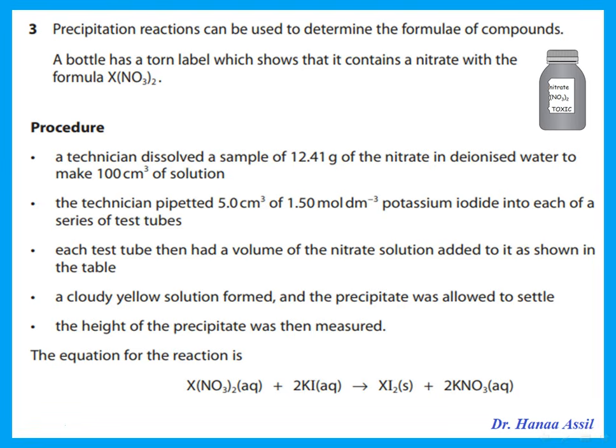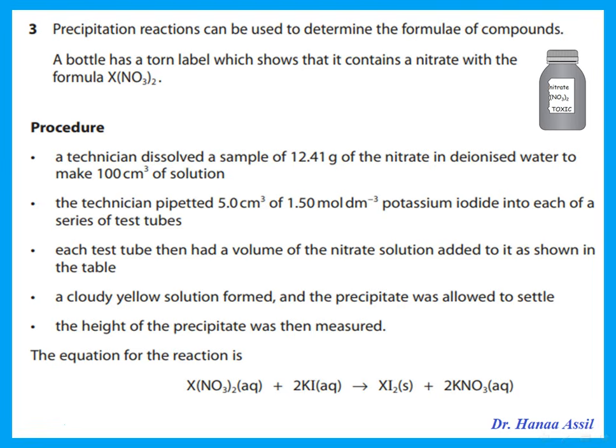Of course, you should remember deionized water is similar to distilled water. This is what we use in the lab for experiments, because it's pure water that does not have anything dissolved in it. So anyway, he made up 12.41 gram of the nitrate in 100 centimeter cubed of water.